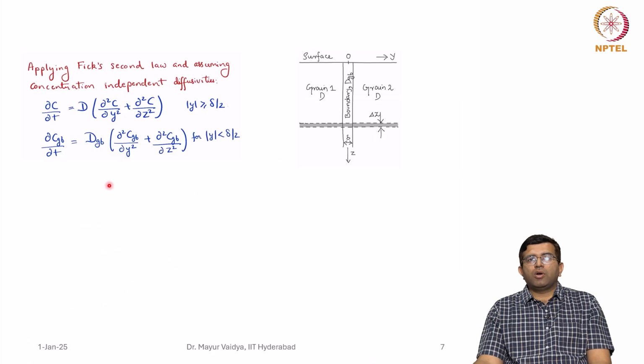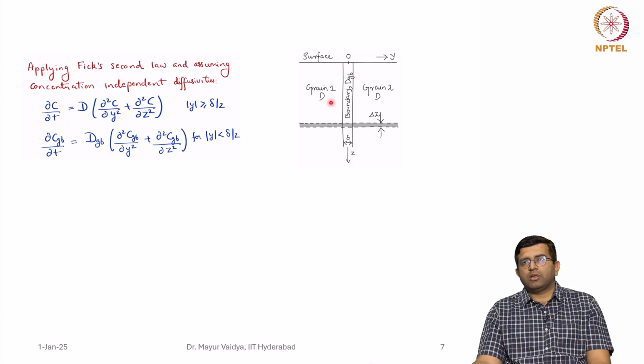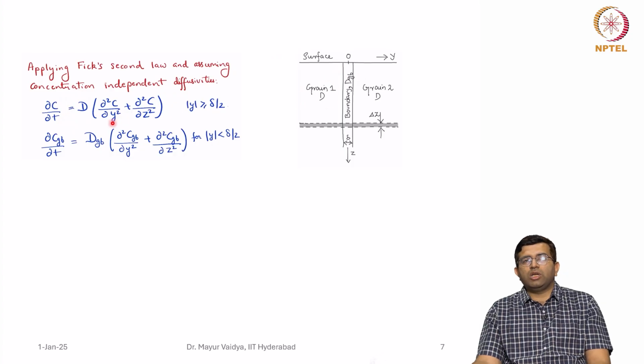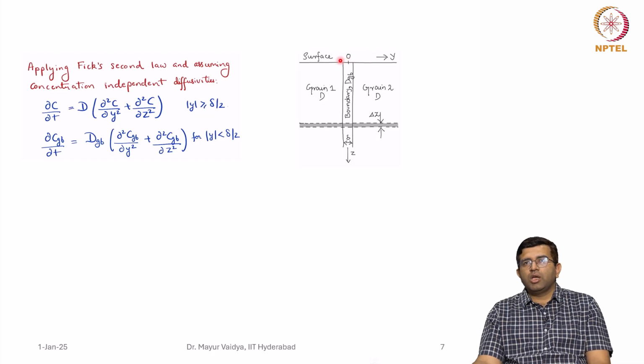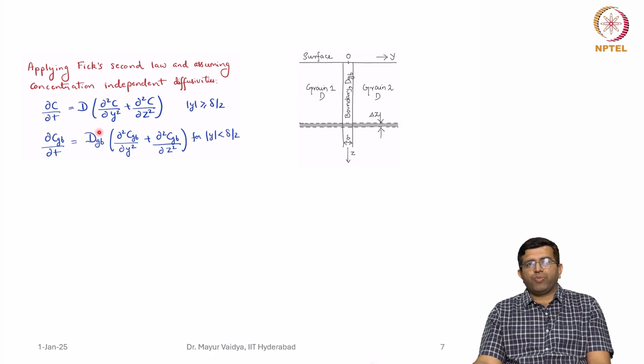So, now if you try to apply the Fick's second law in two dimensional domain, then you can write ∂C/∂t, here C represents the concentration within the grains, is equal to D times (∂²C/∂y² plus ∂²C/∂z²) for y greater than or equal to δ/2. Remember that origin is at the center of the grain boundary. So, anything greater than δ/2 actually falls into the grain. Similarly, you can write ∂CGB/∂t is equal to DGB times (∂²CGB/∂y² plus ∂²CGB/∂z²).